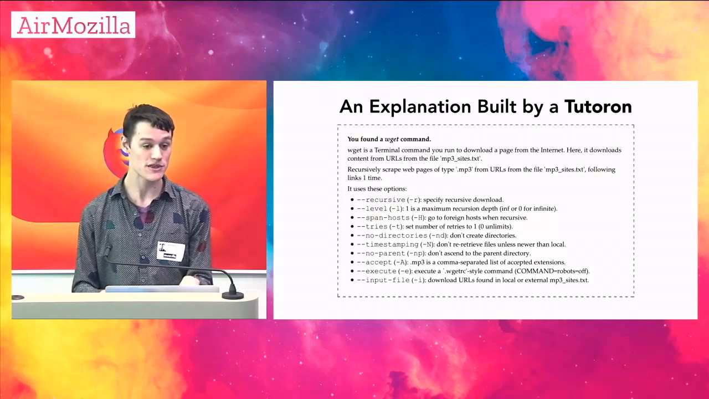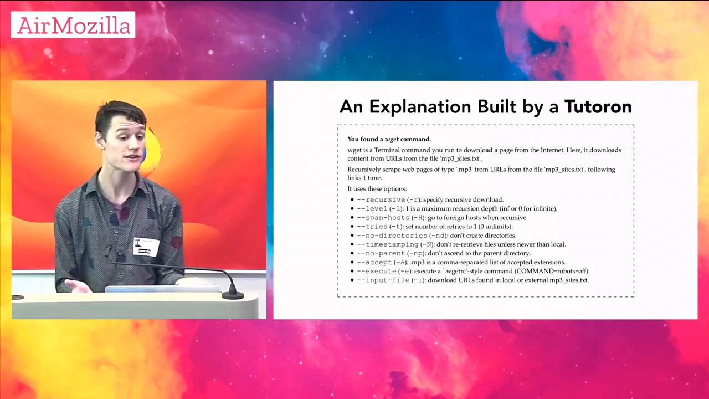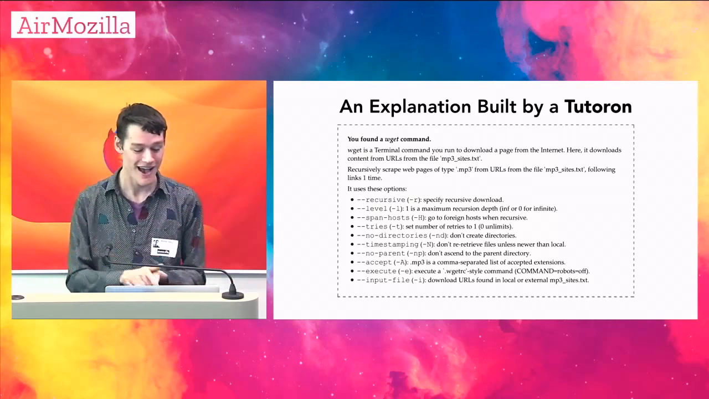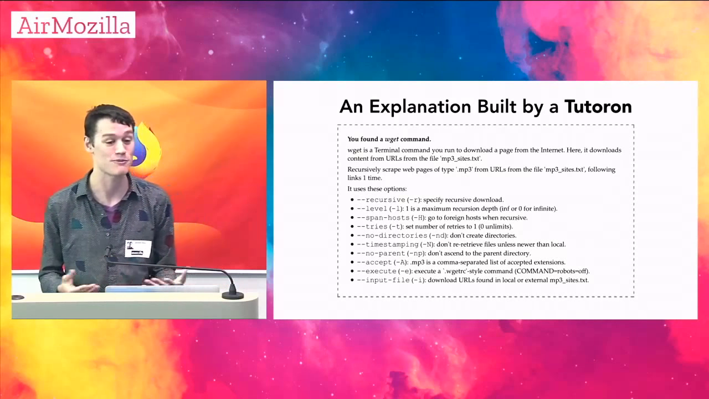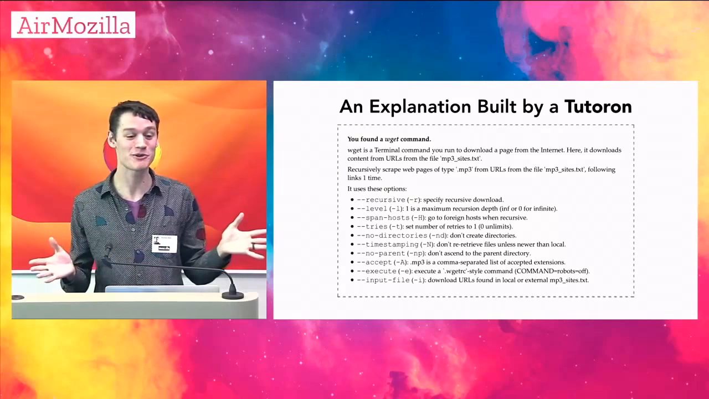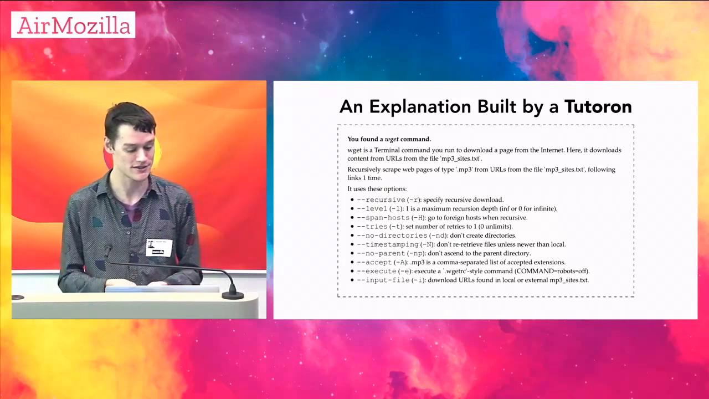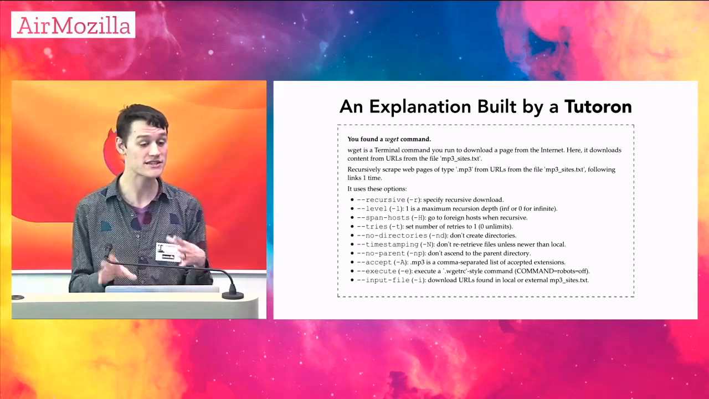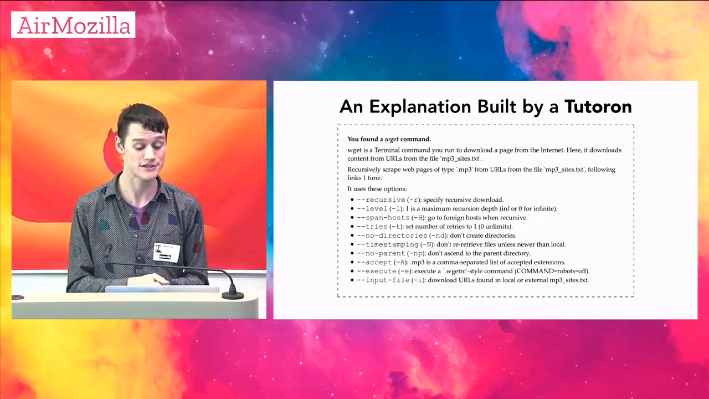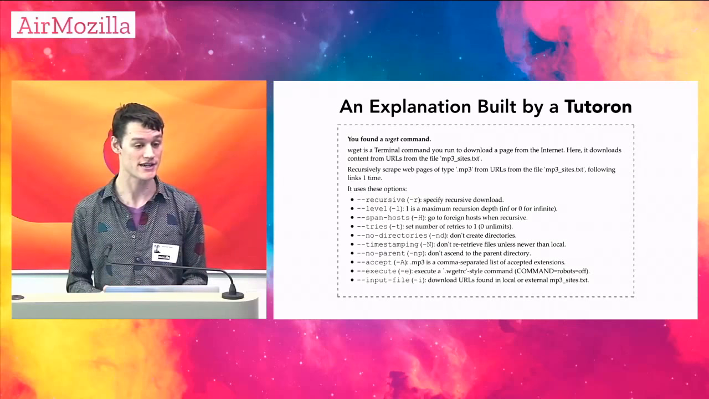And you can see that there are a few things that we thought were important to include in this. First, introducing the language, saying that this is a wget command. It's a terminal command that lets you download pages from the internet. So for someone who's not knowledgeable about the Unix space at all, this is enough for them to get some context about what that code does. Then we give these high-level descriptions of what it does. For instance, it recursively scrapes web pages of type MP3 from URLs from the file mp3sites.txt.